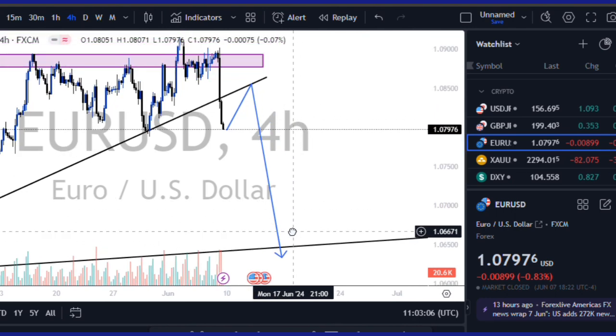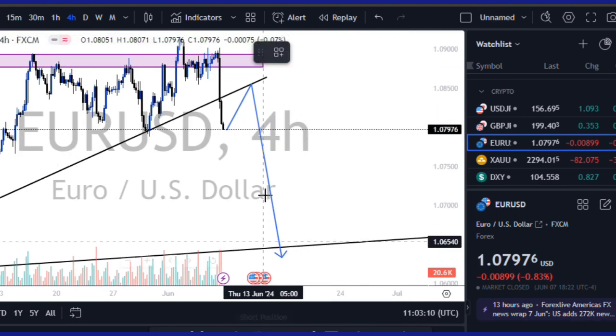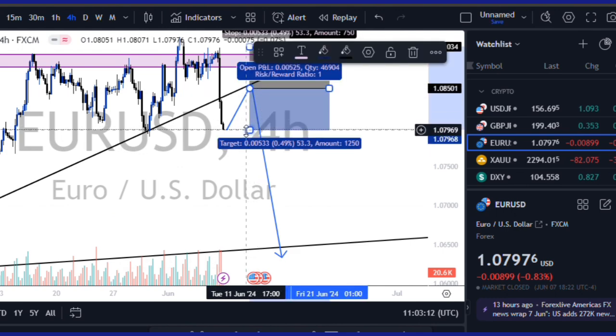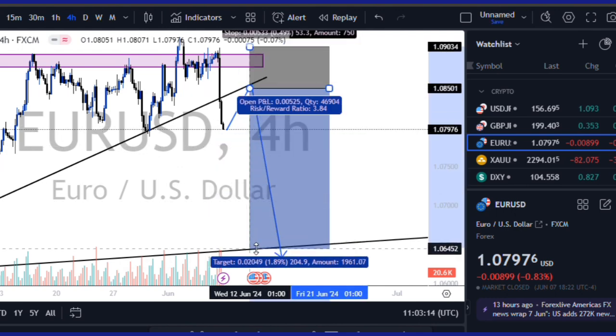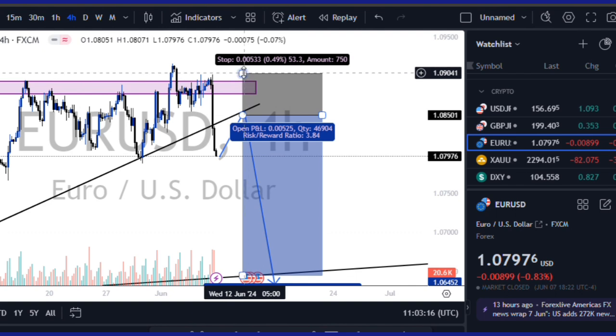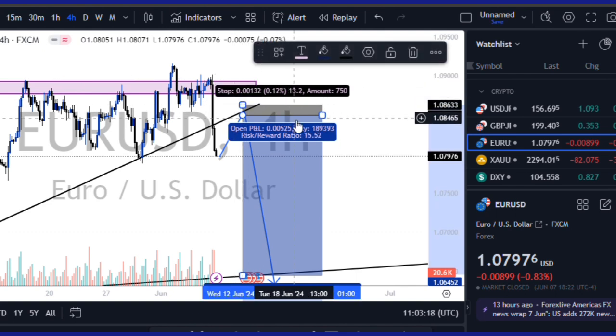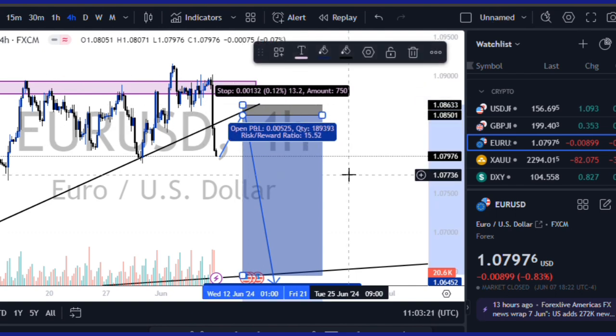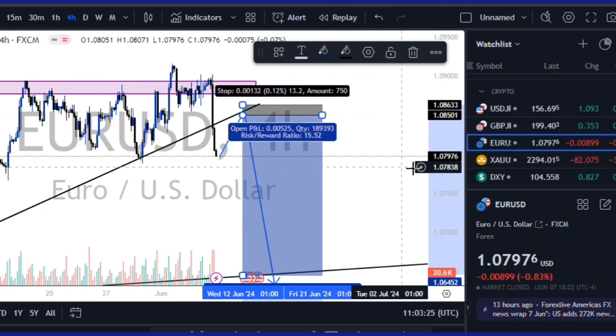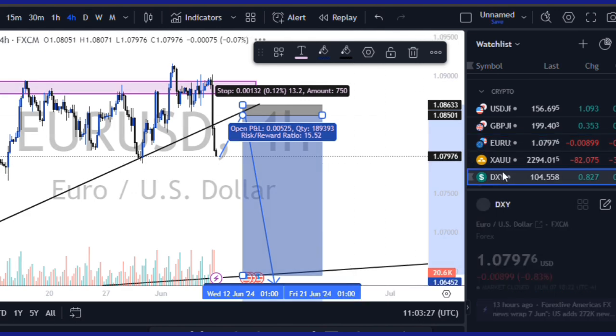After here, then it can push now to the upside. Of course, we're expecting this on Euro USD. Of course, we shall enter the market after a confirmation. We only enter the market after a confirmation, guys. You will not just enter the market blindly.